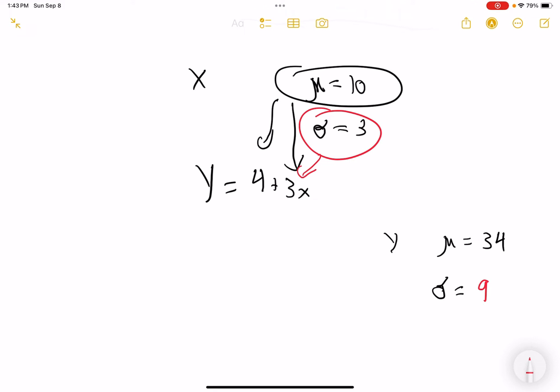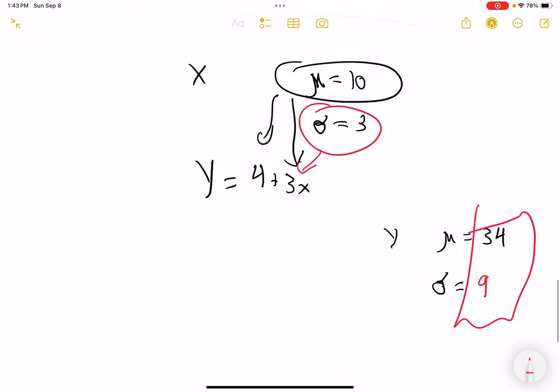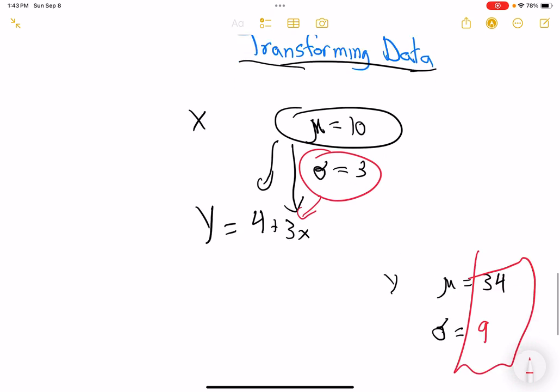So again, we took our mean. We recognize that to get from x to y, we multiply the mean by 3, giving us 30, and then we add 4 to it, giving us 34. On the other hand, our standard deviation is only impacted by the multiplication, so it's 3 times 3, which is 9, and these would be our new values. Don't get mixed up, and don't forget how those transformations work.